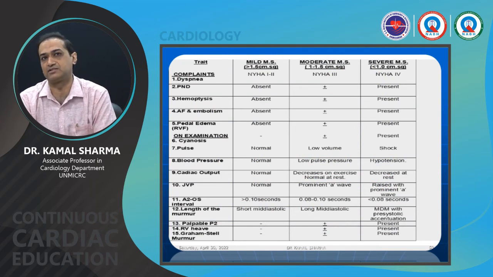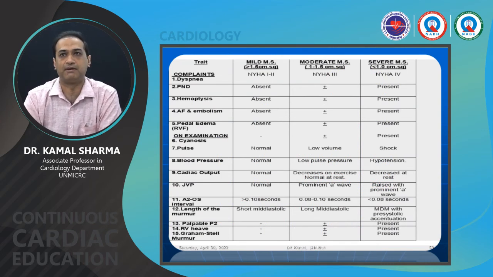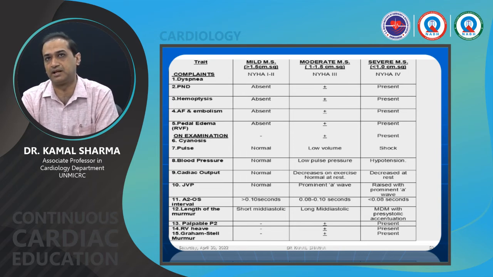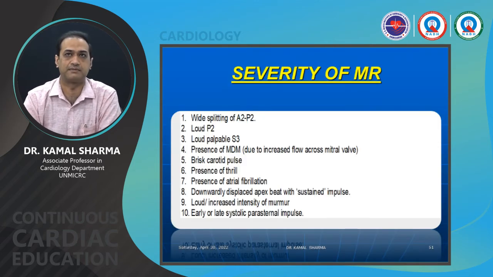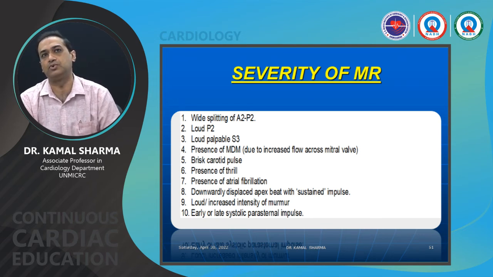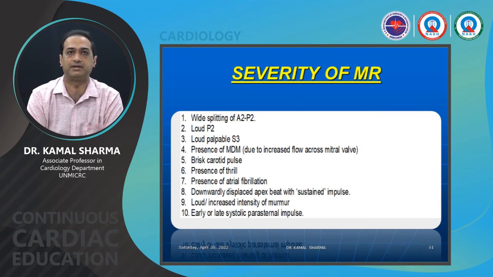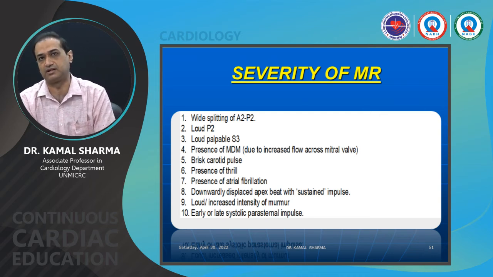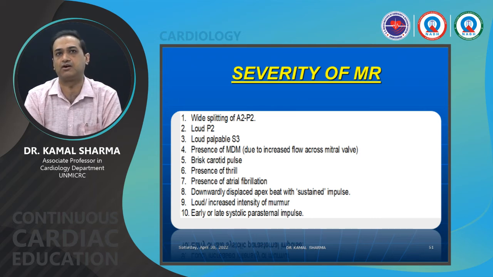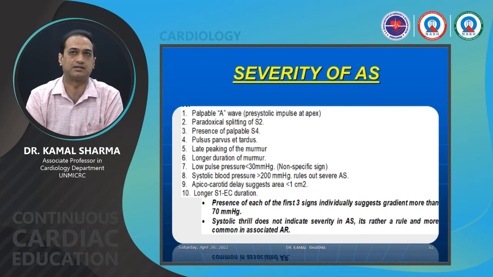These findings can hence be summarized in a tabular form by which you can differentiate severity of mitral stenosis based on dyspnea, PND, hemoptysis, pedal edema, atrial fibrillation, pulse, BP, JVP, cardiac output, A2-OS interval, length of the murmur, palpable P2, RV heave and Graham Steell murmur. Severity of MR can hence be confirmed by wide splitting of A2P2, loud P2, palpable S3, presence of MDM, brisk carotid pulse, presence of thrill, presence of AFib, and a downwardly displaced apex with sustained impulse, with loud intensity of murmur, early or late systolic parasternal impulse.